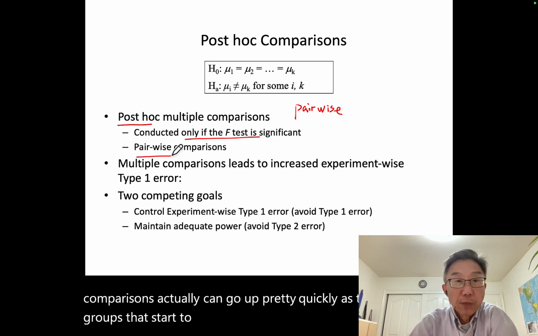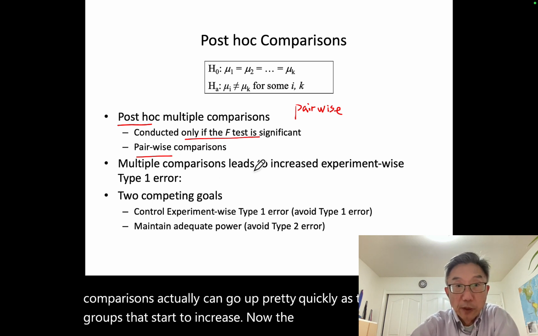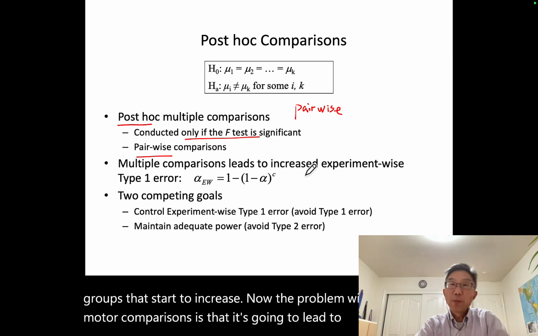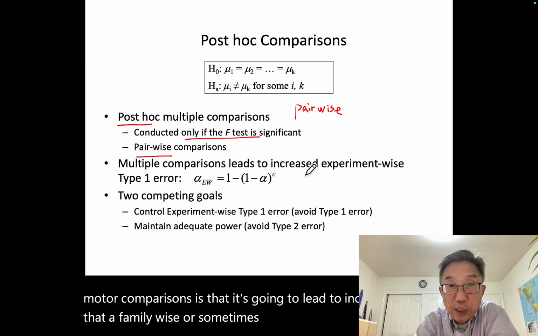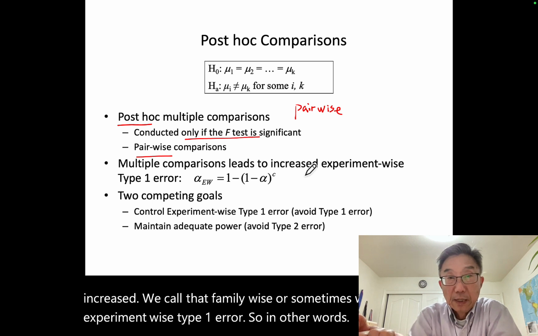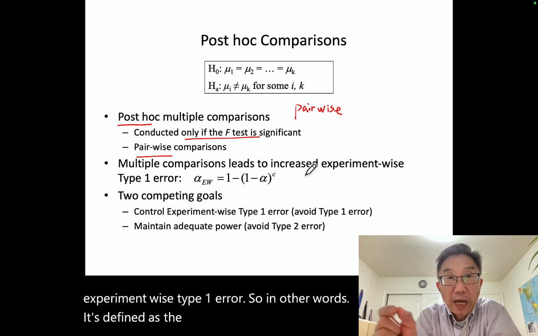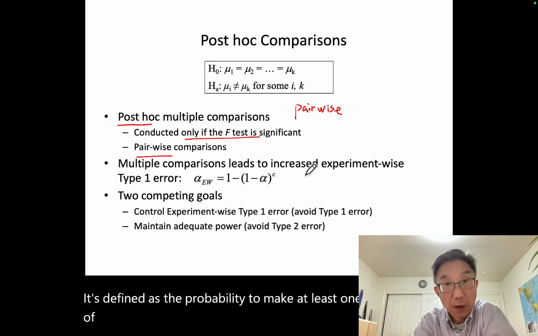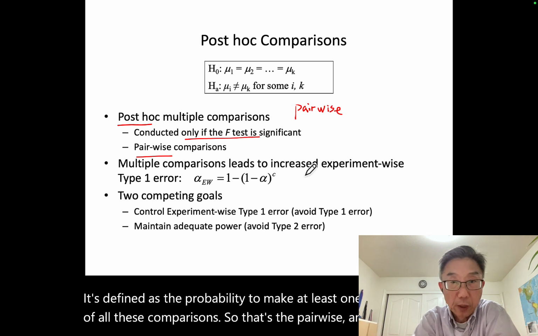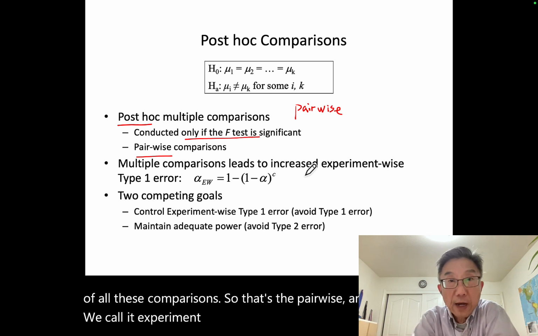Now, the problem with this kind of multiple comparisons is that it leads to increased, what we call family-wise, or sometimes experiment-wise, type 1 error. In other words, it's defined as the probability of making at least one type 1 error out of all these pairwise comparisons.